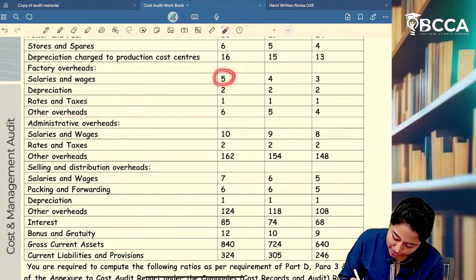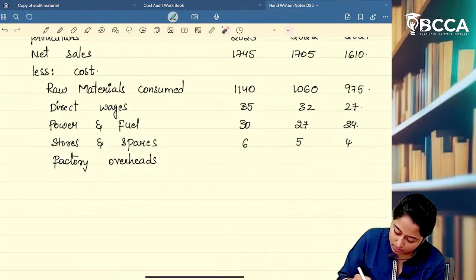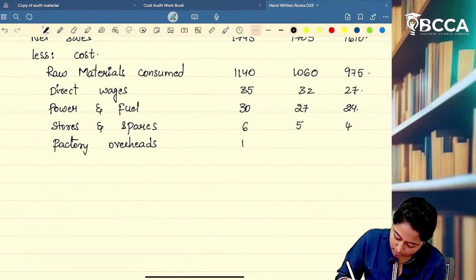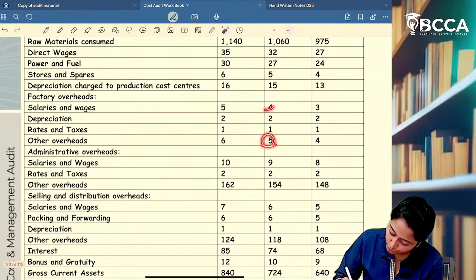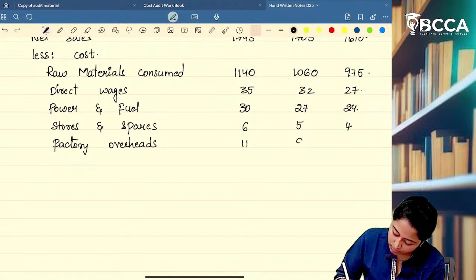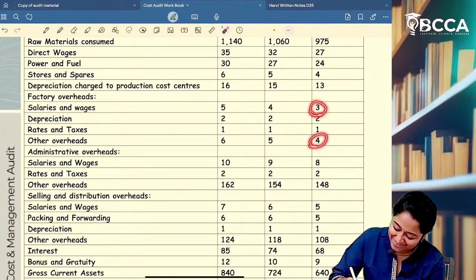Tell me factory overheads 5. Rates and taxes will not be considered. 5 and 6. 5 and 6 is 14. Next, 5 and 4. 4 and 3.